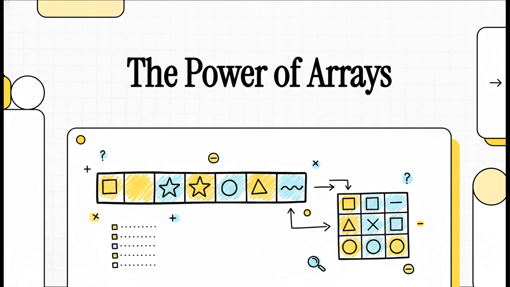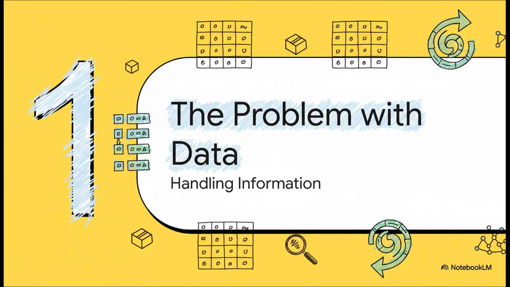It's a simple idea, but it's the powerful concept that makes handling massive amounts of information not just possible, but efficient. So before we can really appreciate why arrays are so critical, we need to understand the problem they were built to solve. Let's start with a basic challenge. How do computer programs handle huge collections of related info without just falling apart?